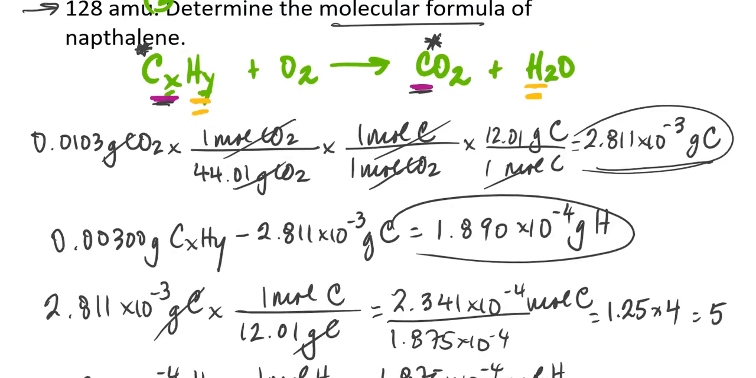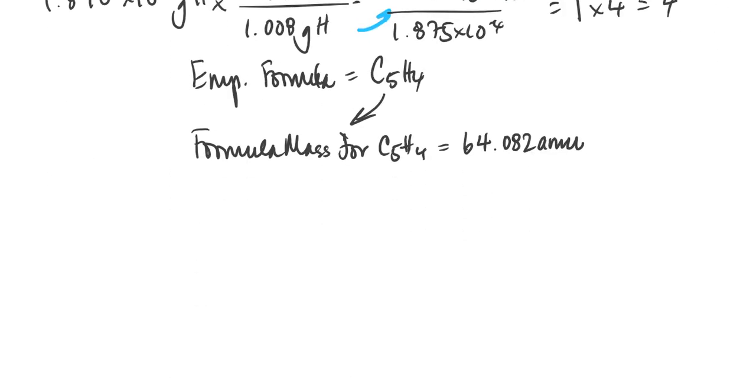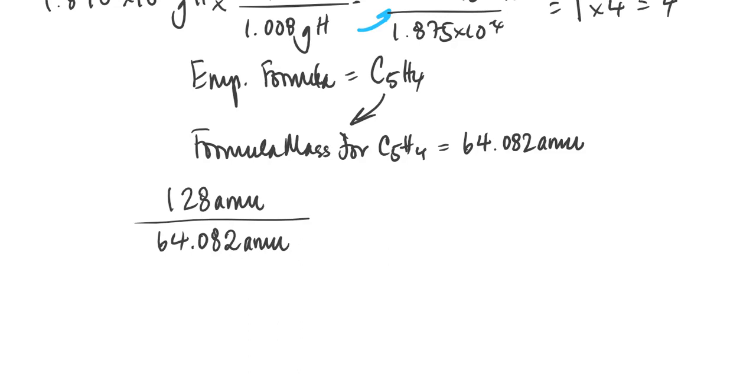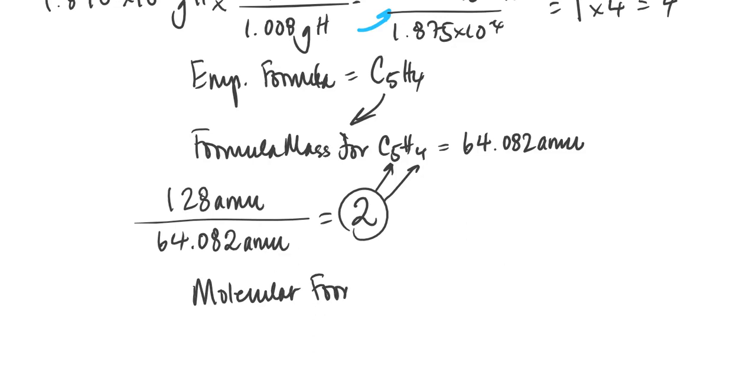Now, what I'm going to do is take the formula weight for the compound, which is 128 atomic mass units, and divide that out by 64.082 AMU. That's going to come out to roughly 2. So what that means is, to get the molecular formula, I'm going to multiply each of these subscripts by this factor of 2. So that makes my molecular formula for naphthalene C10H8.